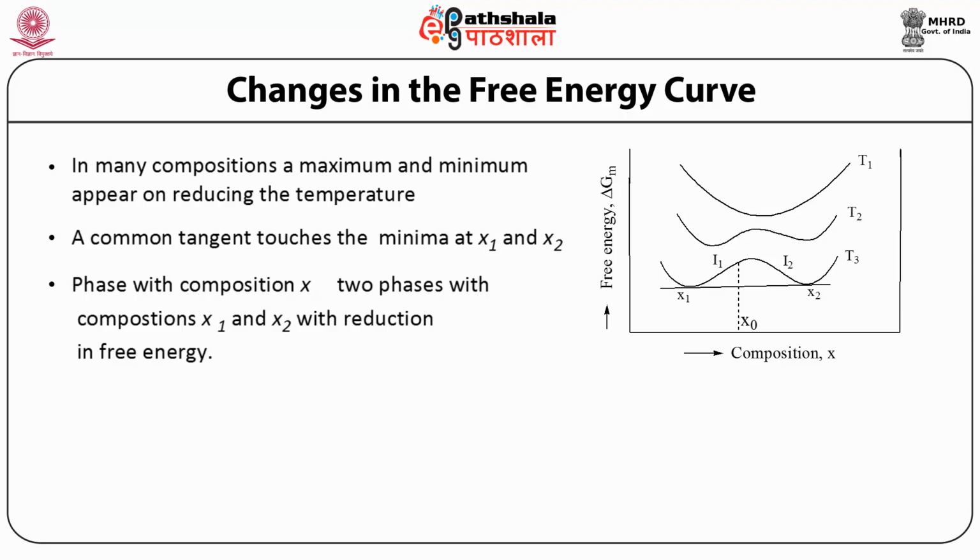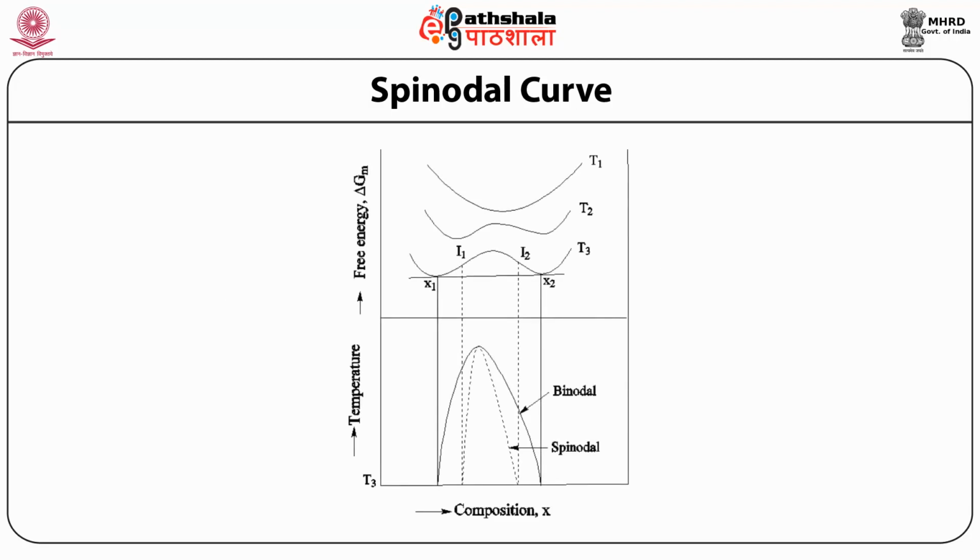So in this case, the fluctuations will occur simultaneously and spontaneously. Now let us come back to the previous figure in which the composition versus free energy at different temperatures is drawn. The tangent to the two minima touches the minima at points x1 and x2.